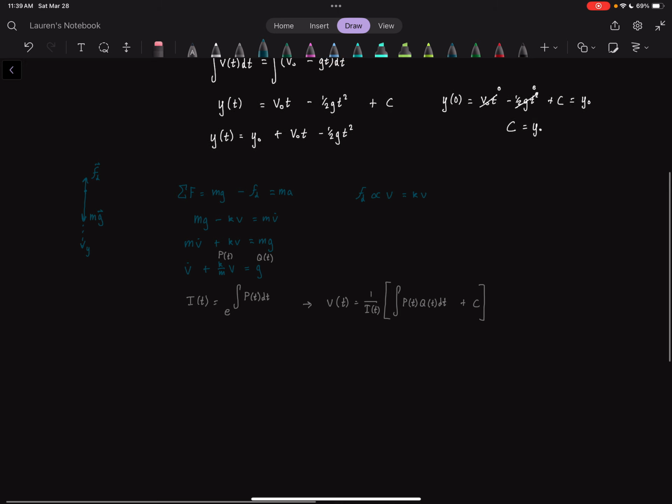So identifying P of t as this k over m coefficient and Q as just g, we can find that I of t is equal to e to the integral of k over m dt, or in other words, it's equal to e raised to the kt over m.